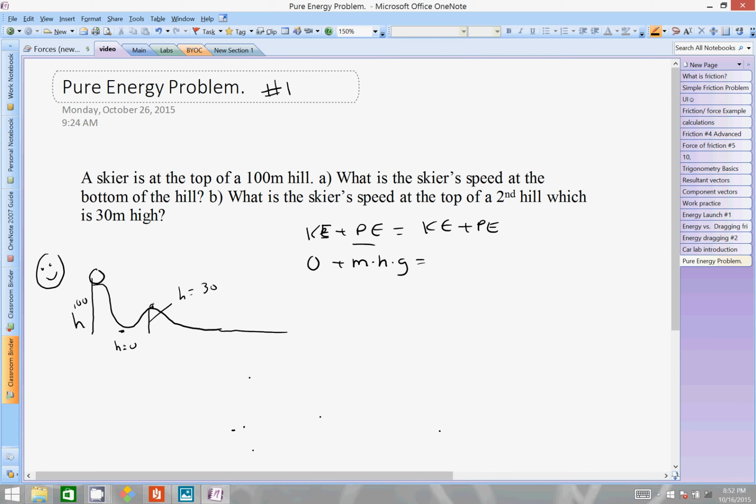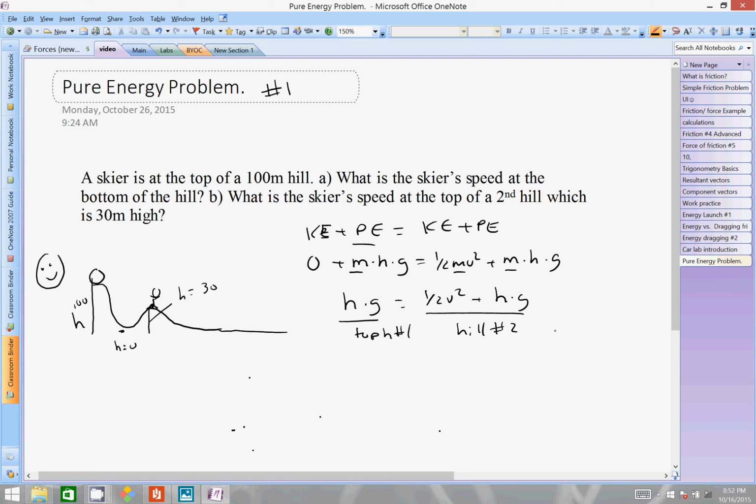Now the skier gets to this point. They're still moving, so they have some kinetic energy, 1/2 mass velocity squared, plus potential energy, because it is a certain height off the ground, mass times height times gravity. Mass being in every one of these can be excluded, so height times gravity equals 1/2 velocity squared plus height times gravity. The left is at the top of hill number 1, and the right is at hill number 2.